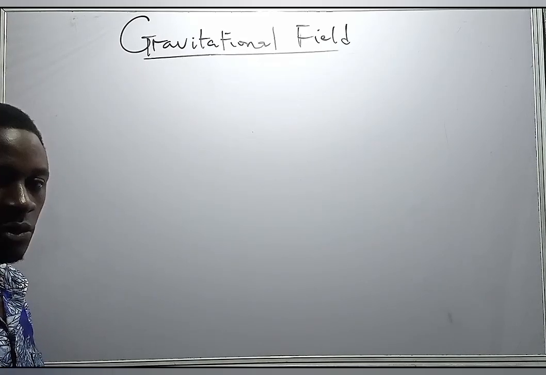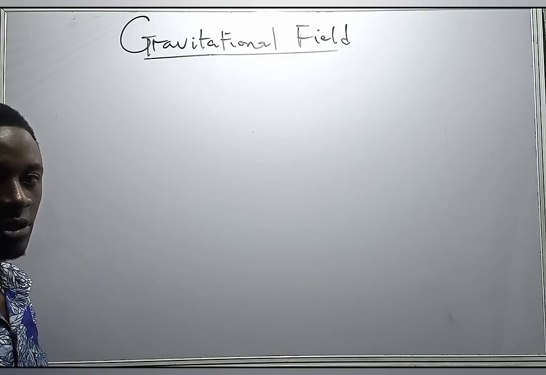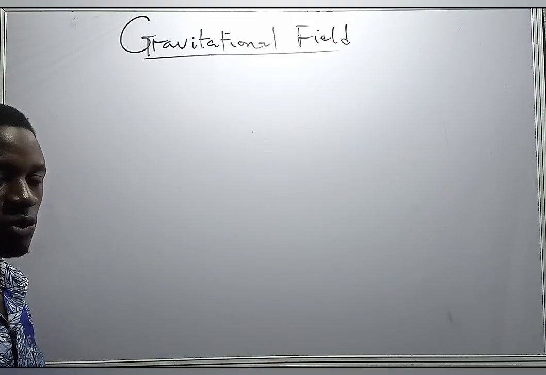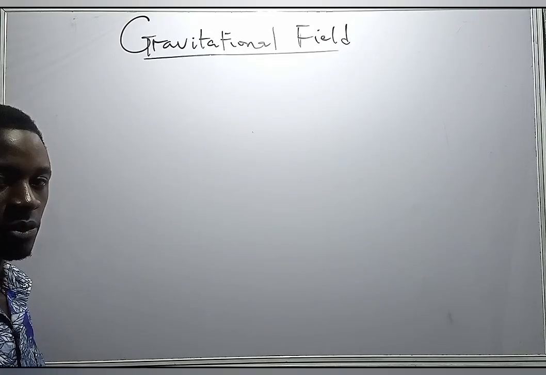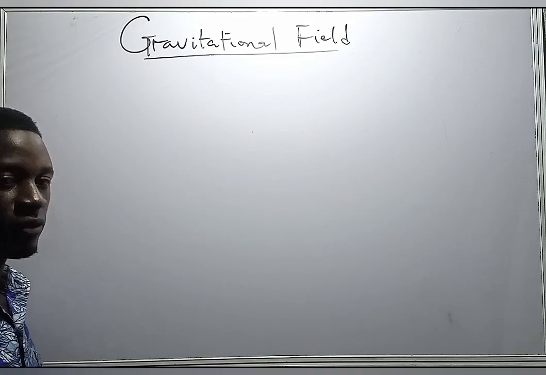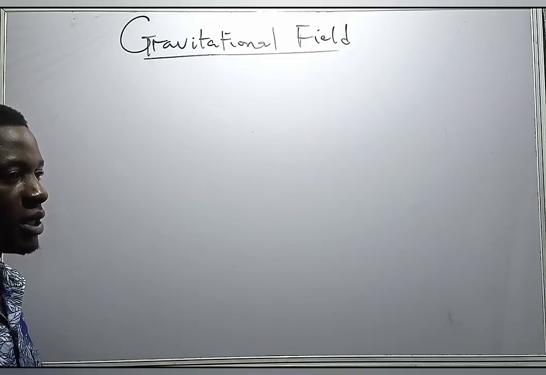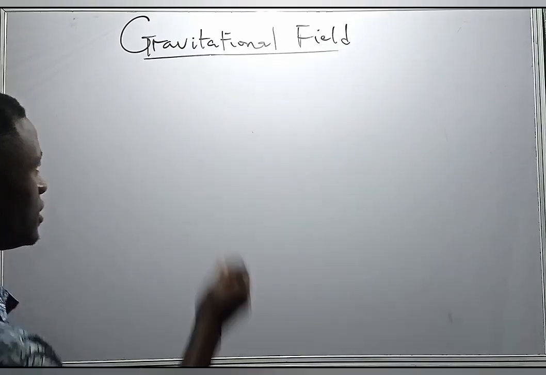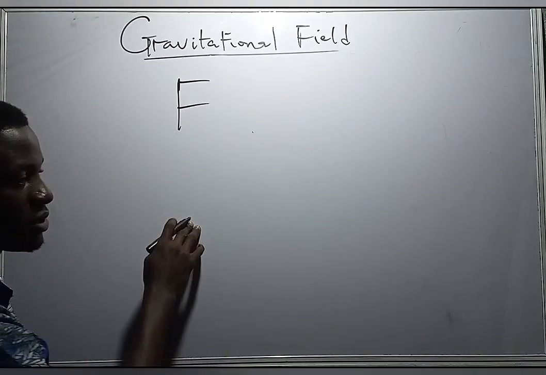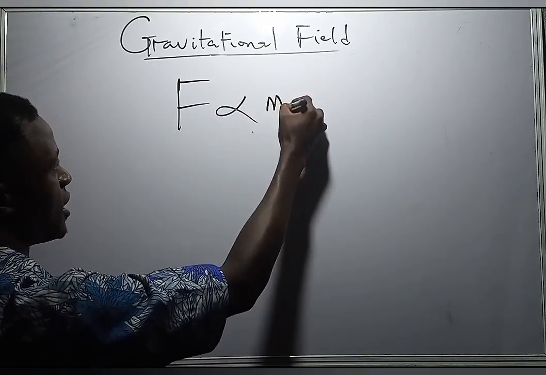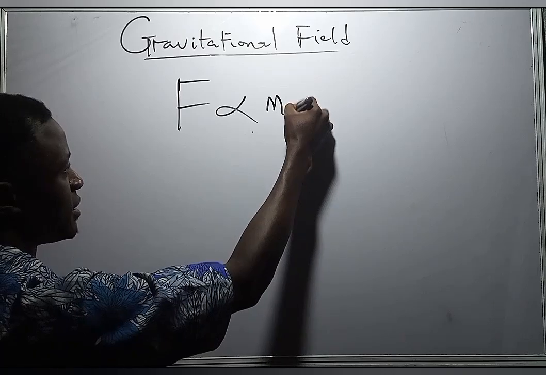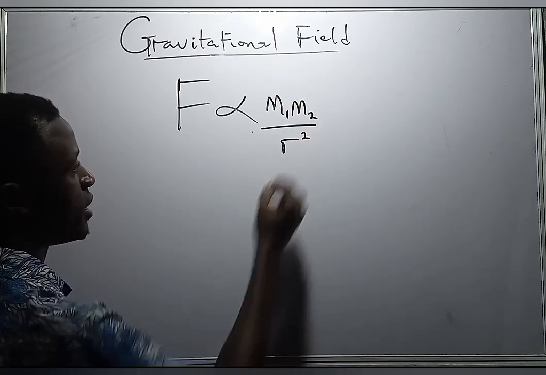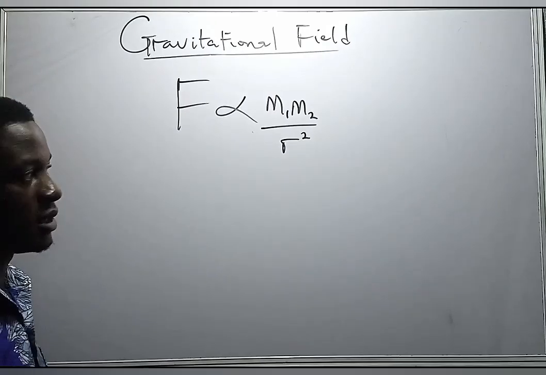Now, Newton defines gravitational force. He says gravitational force between two objects of mass is directly proportional to the product of their masses and inversely proportional to the square of the distance that separates them. So this is what he says. He says gravitational force is directly proportional to the product of the masses of the two objects and inversely proportional to the square of the distance separating them.